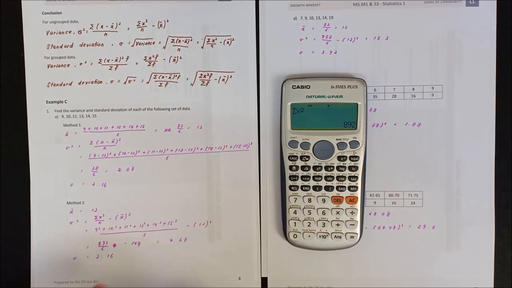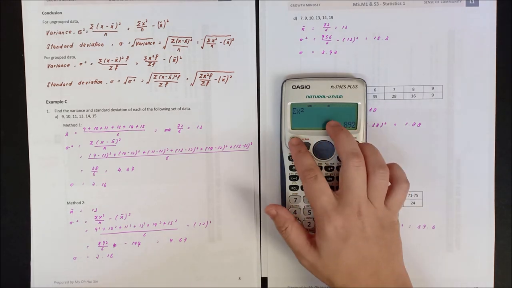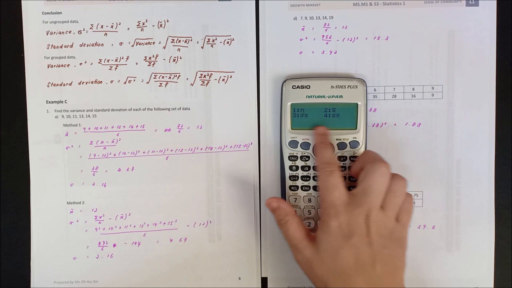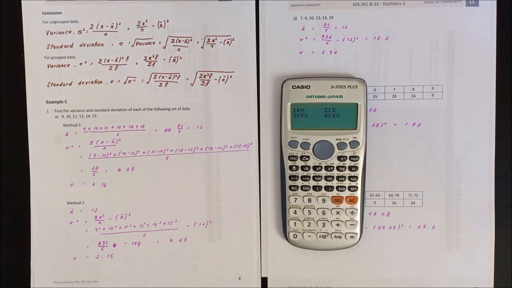Then after that, how do I check for my standard deviation? Shift 1, so variance also. Okay, so you see number 3 and 4. Okay, 3 and 4 are basically all for variance, but the 3 is going to be variance for sample, and the 4 is going to be variance for population. So you are not going to use 4 again. I repeat, you are not going to use 4.